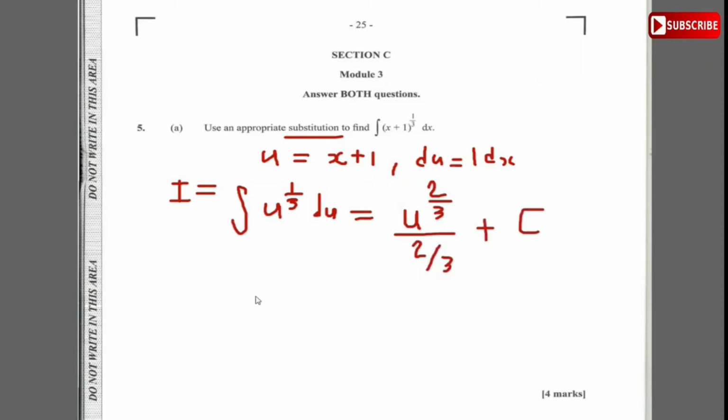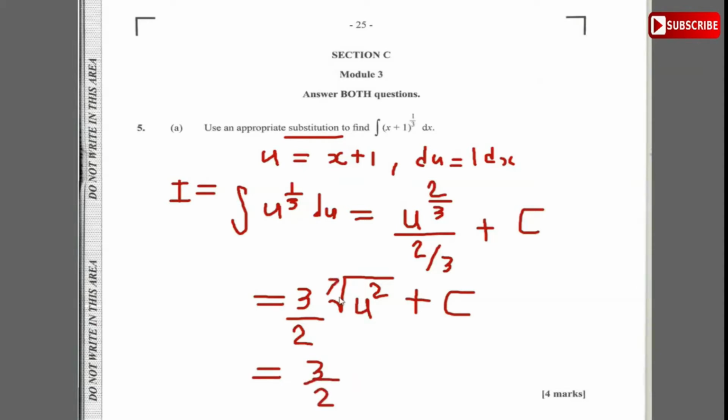The 1 divided by 2/3, you can write that as 3/2. This is now 3/2, and we're going to have u squared cube rooted plus c. But remember, what was u? u was x plus 1, and so you don't finish there. You need to write that the integral I works out to be 3/2 times the cube root of u squared, which is going to be x plus 1 all squared, plus c.